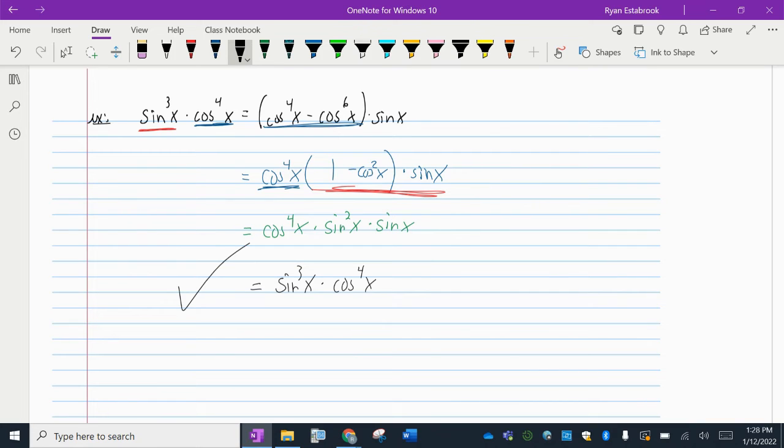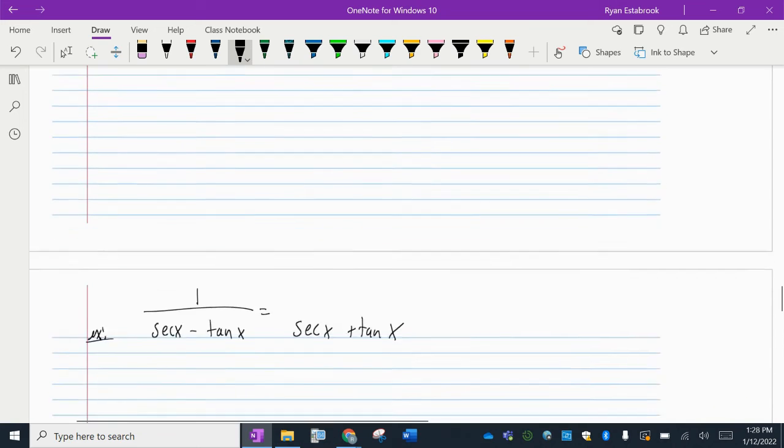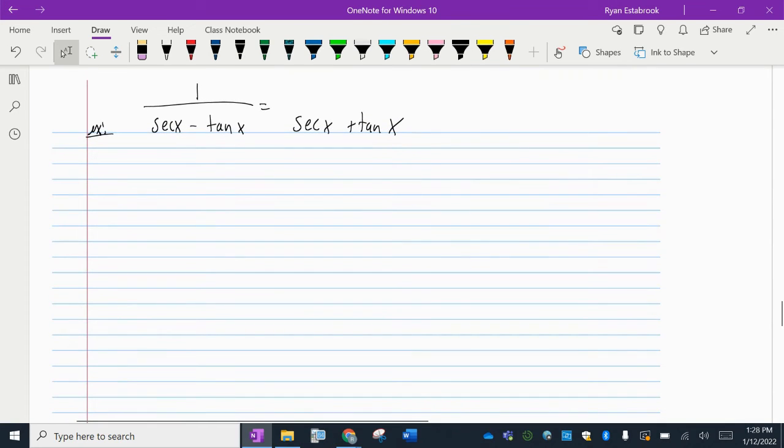Did this one look intimidating at the beginning? Did it look like, and then it turned out to be, not so bad? I don't know. We're all at different places. I want you to try this one. I'm going to be quiet for a bit. Try this one.